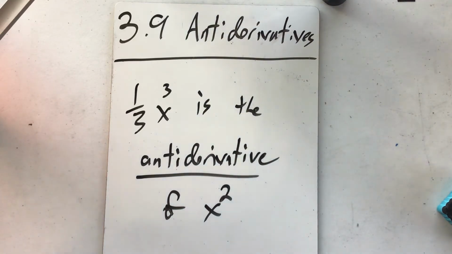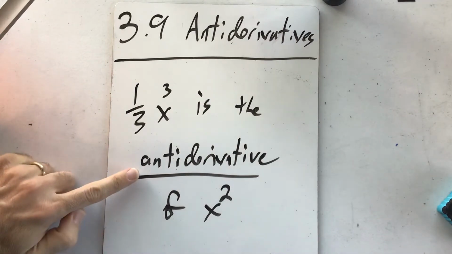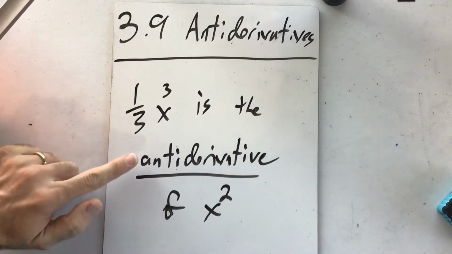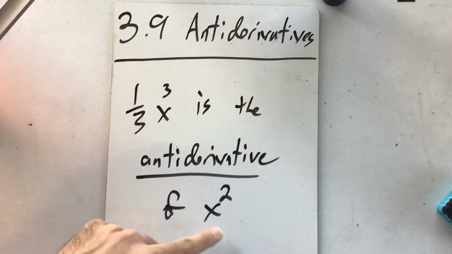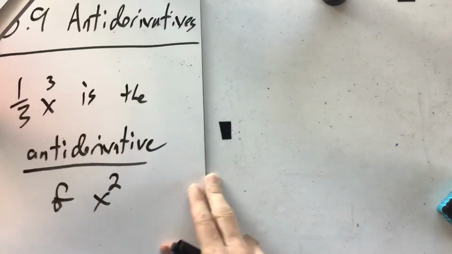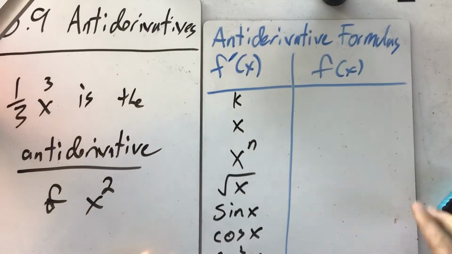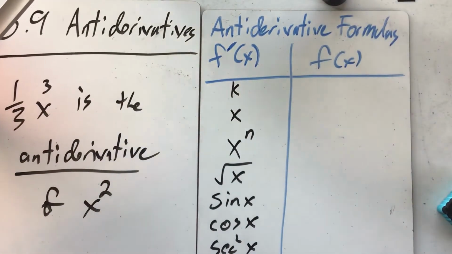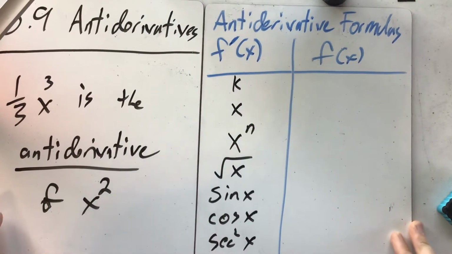Okay, but what is an antiderivative? An antiderivative is just where you try to do a derivative backwards. So you start with the derivative and you try to figure out which function it came from. Well, it turns out that there's a lot of functions that we kind of can know what the answers are. So let's just write all these answers down as we have them.